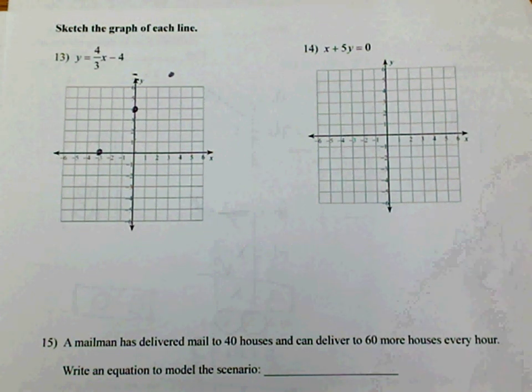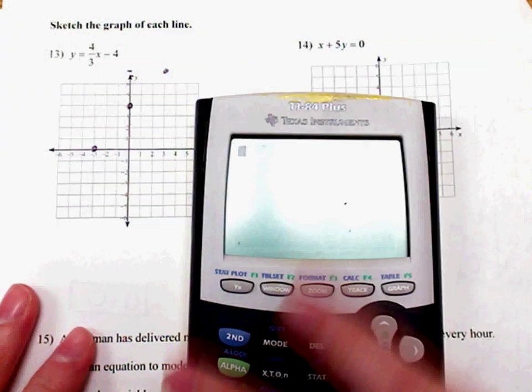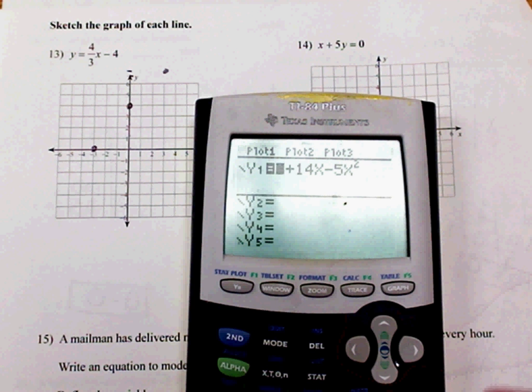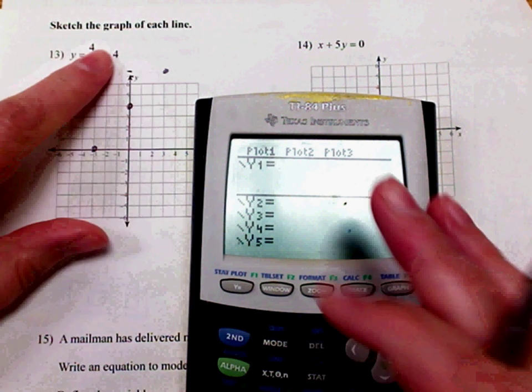Y equals in your calculator, absolutely. Just because we never did this with linear equations does not mean that it's not possible. I have a question. Why are you supposed to put a dot at -4 for x? Oh, you're right. It's -4, not +4.